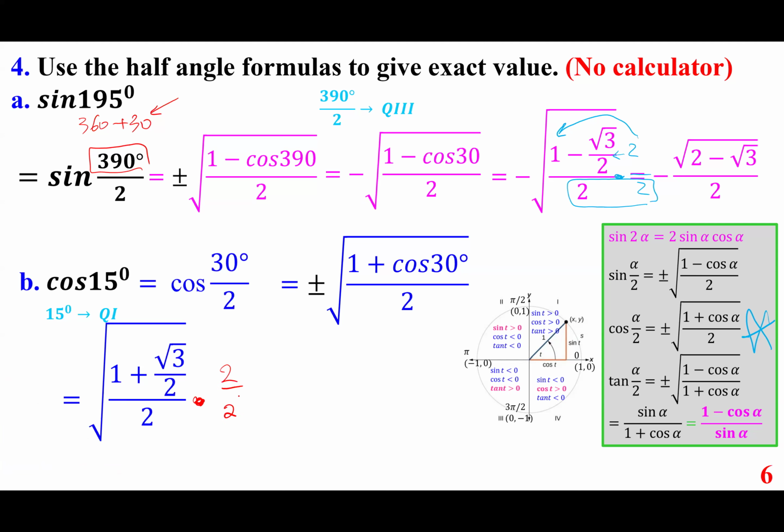Again, you multiply by 2 over 2, and you get exactly the same thing as this one with a plus in between. So you get square root of 2 plus square root of 2 plus square root of 3, over 2. That's what you get.